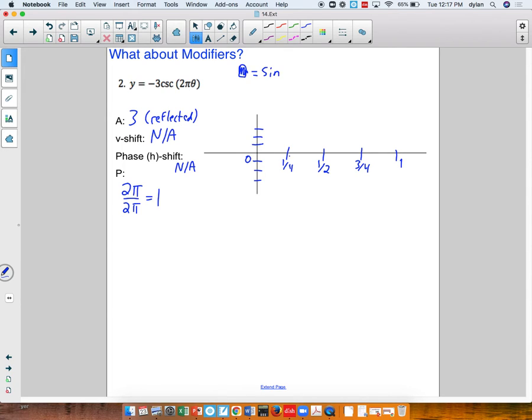So sine starts at 0. In this case, we're going to go down to -3 because it's reflected, and then back to 0, and then back up to +3, and back to 0. So this is our sine function in this case. So now we can go ahead and draw in our cosecant function. And for the cosecant function, we'll put in our vertical asymptotes first.